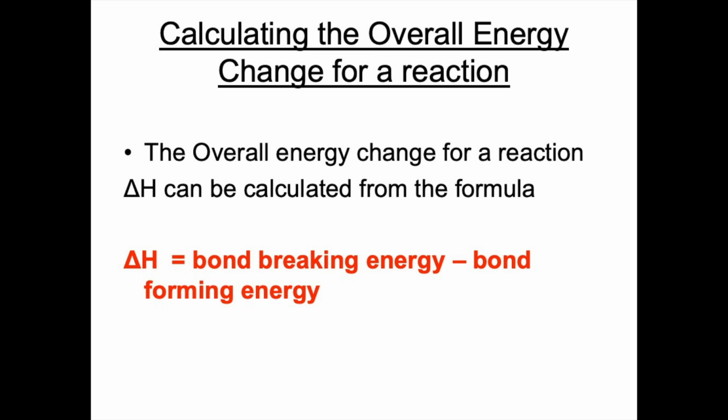Now to work out the overall energy change for a reaction, we first have to calculate the bond breaking energy. That is, how much energy is required to break all the bonds in the reactant molecules. We also have to calculate how much energy is given out when we form the products. And the overall energy change is bond breaking energy minus bond forming energy. So we're going to take you through some example calculations and then we're going to give you some practice questions to do.